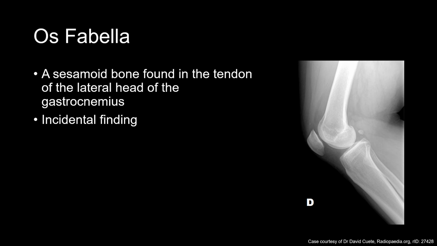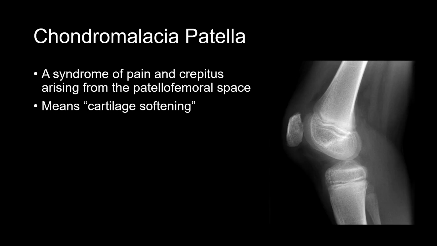An os fabella is essentially a sesamoid bone within the lateral head of the gastrocnemius. You can see it here, and it's an incidental finding. Some abnormalities. Chondromalacia patella is a derangement of the articular surface on the posterior aspect of the patella. You can see a little bit of it osseously here, in that the joint surface is irregular. It often is caused by contours or crevices, cracks within the articular cartilage, leading to pain and crepitus.